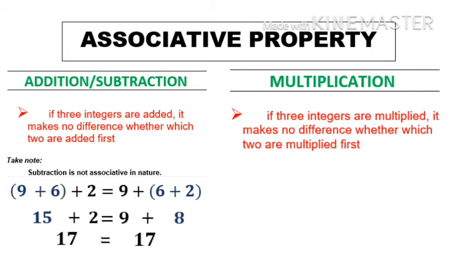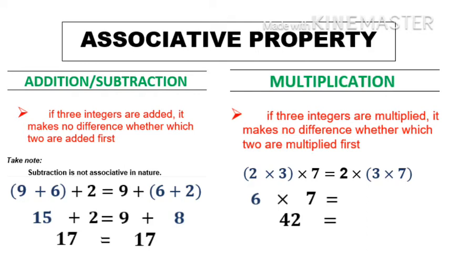Associative property of multiplication states that if three integers are multiplied, it makes no difference which two are multiplied first. Example, the quantity of 2 times 3 times 7 is equal to 2 times the quantity of 3 times 7. Now, let's check if they have the same answer. 2 times 3, that is 6. You multiply it by 7, the answer is 42. On the other side, 3 times 7 is 21. So you have 2 times 21 is equal to 42.